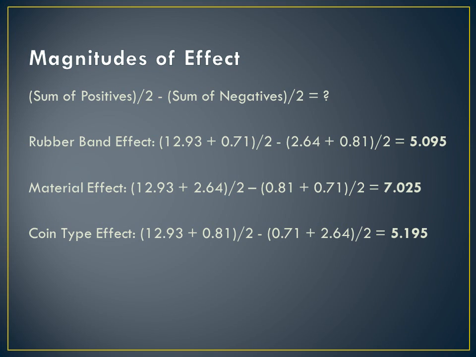Okay, these are the magnitudes of the effects that we calculated. We used the sum of the positives over 2 minus the sum of the negatives over 2 to find out our magnitudes. And you see that the material, whether it's spinning on carpet or a table, had the highest magnitude effect.